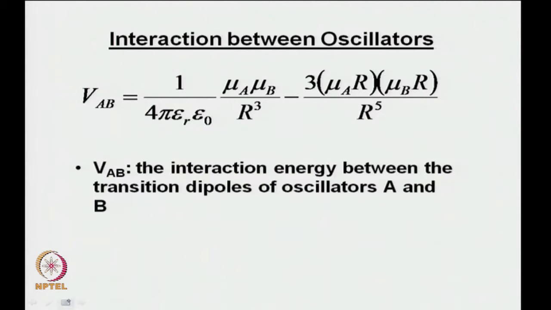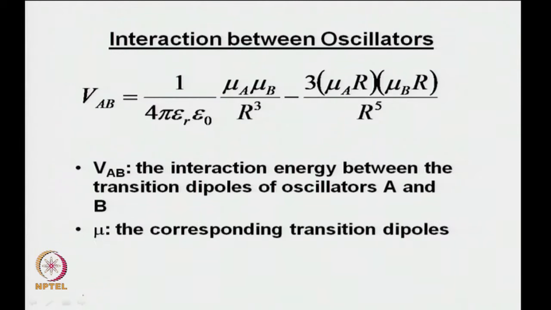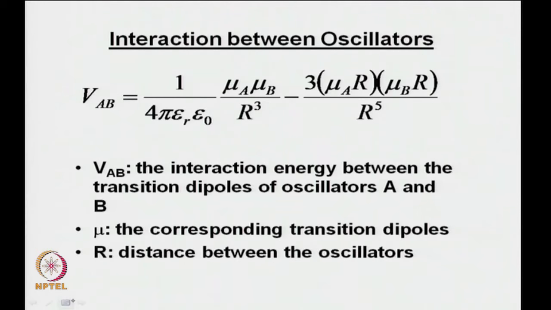Okay. So, just to explain it a little more, V_AB is the interaction energy between the transition dipoles of oscillators A and B. These are two different oscillators, like two adjacent amino acids or two neighboring CONH groups. Mu are the corresponding transition dipoles of A and B, the oscillators, and what is R? R is the distance between the oscillators. Okay. So, this is the typical interaction energy you are looking at.